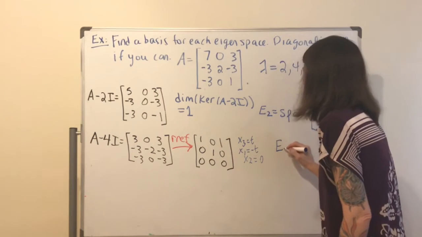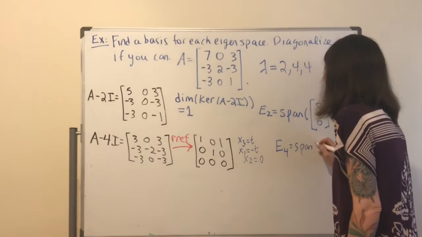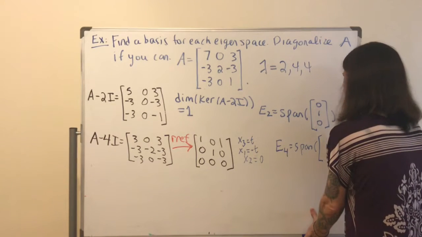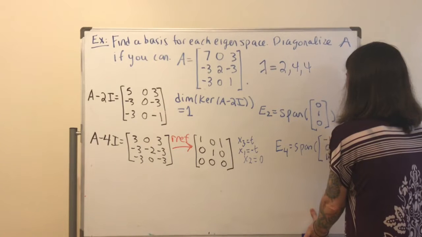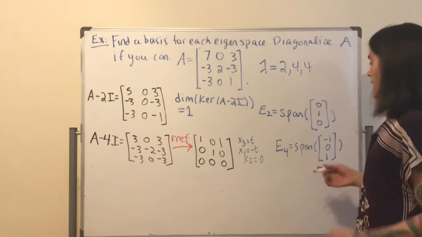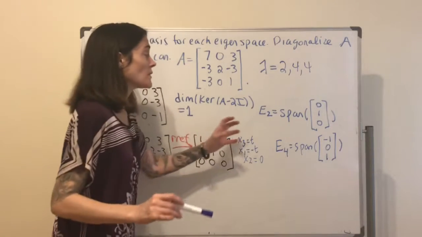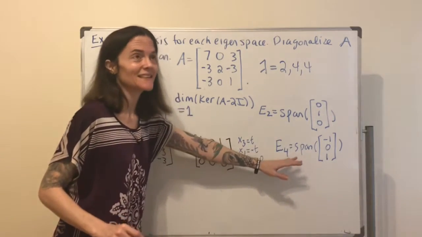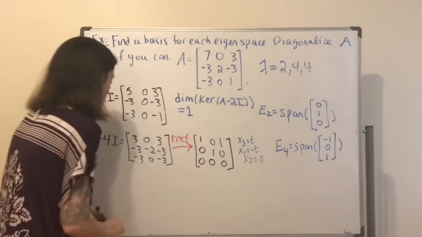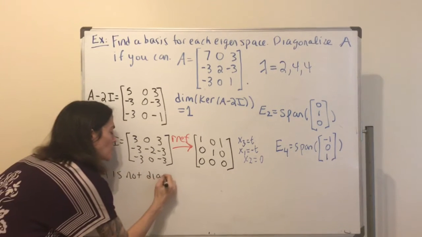So this eigenspace is the span of (1, 0, minus 1)... here. And you could check, make sure that this is in the kernel. Okay, looks good. We see here, okay, we only have 2 linearly independent eigenvectors for A, and this is the problem. So here, A is not diagonalizable.